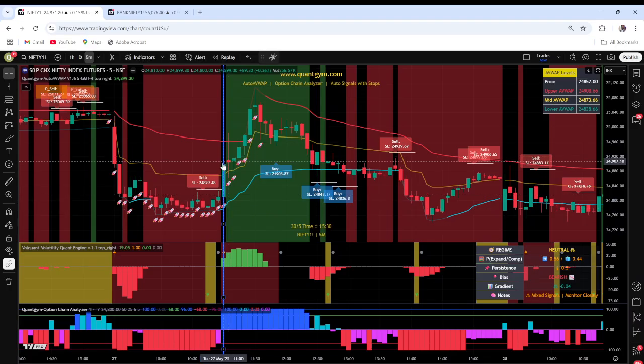This large bar, probability, it started compressing, then started expressing. Bias is bullish. Option chain indicator is bullish. So at the closing of this bar, I buy, which is 24,900.